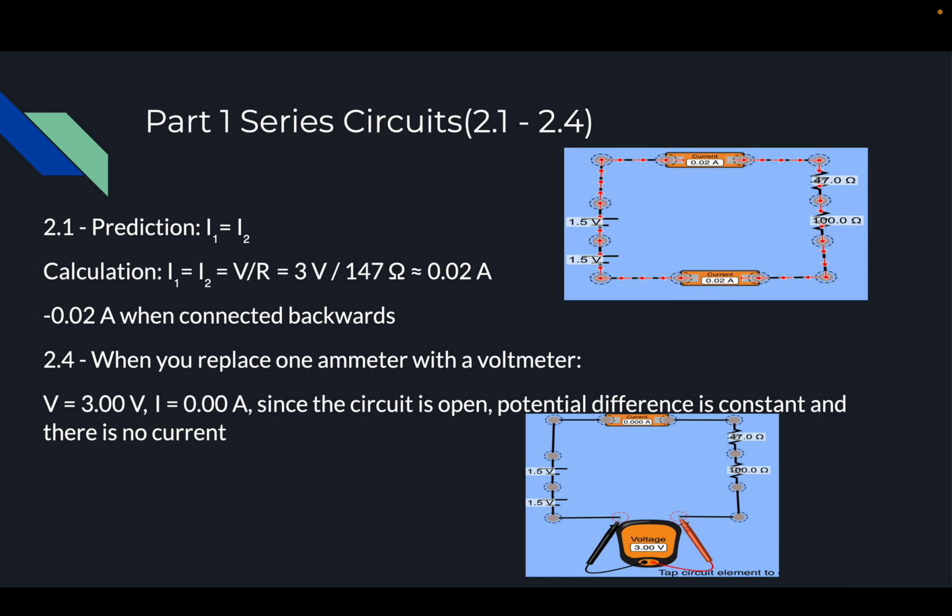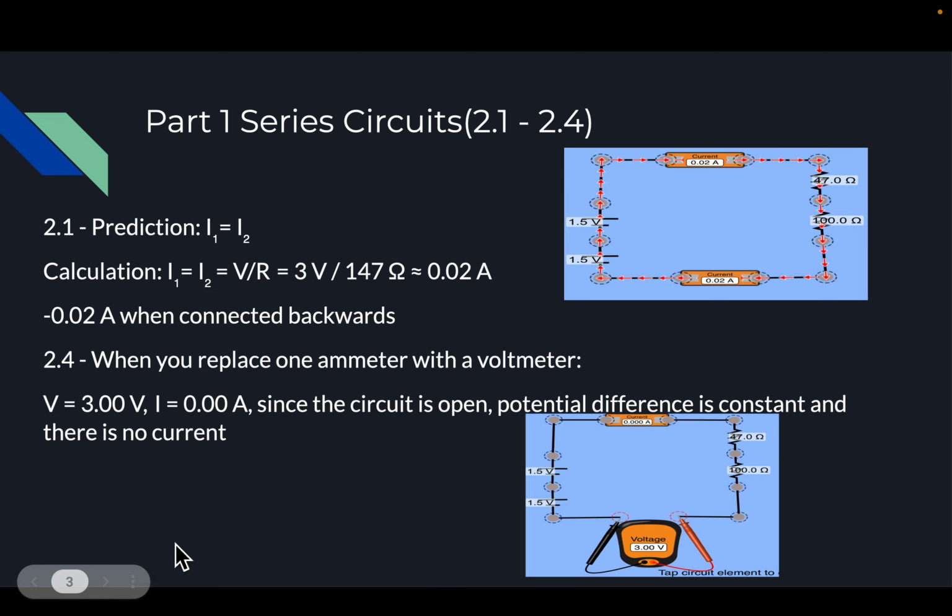So for the series circuit, the prediction I made was that the current in ammeter 1 would be equal to the current in ammeter 2, and you can see that's the case. They're both equal to 0.02 amps, which I calculated here. And when connected backwards, that just flipped, it's negative 0.02 amps.